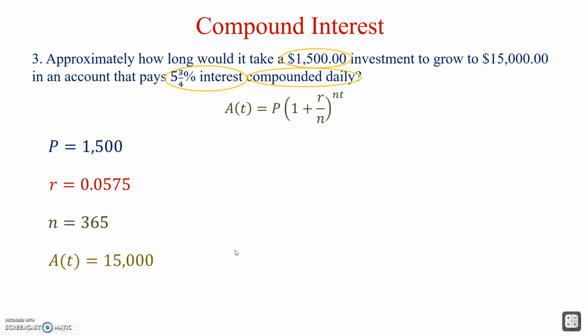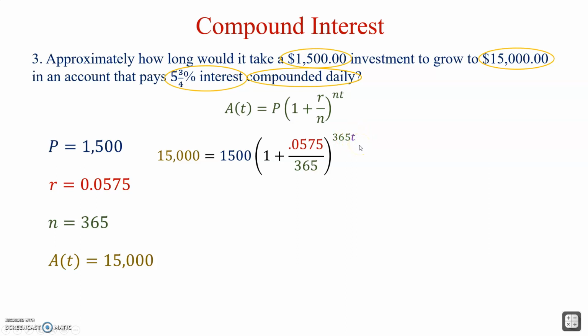And A of T, so they give us the amount we're going to have after time has passed, which is the 15,000. So let's substitute everything into the formula. There's our A of T, there's the 15,000. The original amount was 1,500. There's the rate, there's the number of times it's compounded, and t. So in this case, we actually have an algebraic equation where we're trying to solve for t.